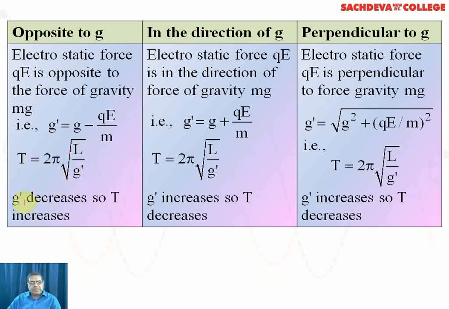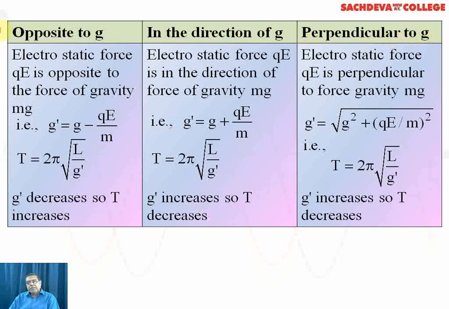A similar interpretation applies in the second case, where the body is moving in the direction of g and the electrostatic force QE is in the direction of the force of gravity. So QE is in the direction of mg. The two forces are in one direction, so we add them. Therefore, g dash is taken as g plus QE over m. QE means force due to the electric field, and force over m is acceleration. So T will be equal to 2 pi under root L over g dash. Here g dash increases, so T decreases because it is in the denominator.